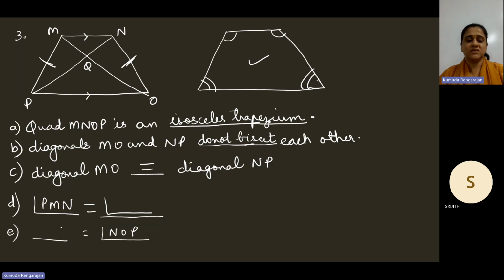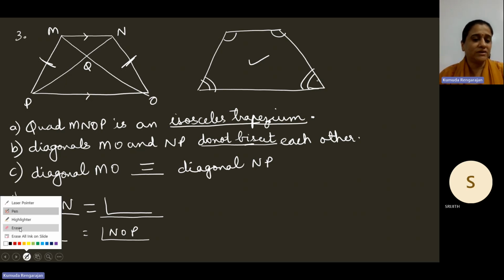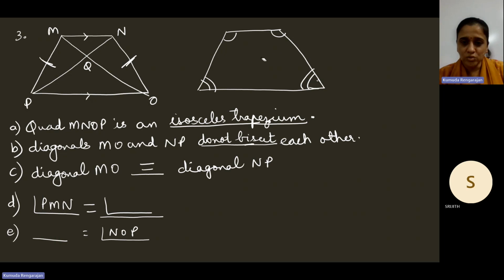In D, yeah. Angle PMN is equal to... Use this figure, children. You compare and tell me. Use this one. I've marked the equal angles.